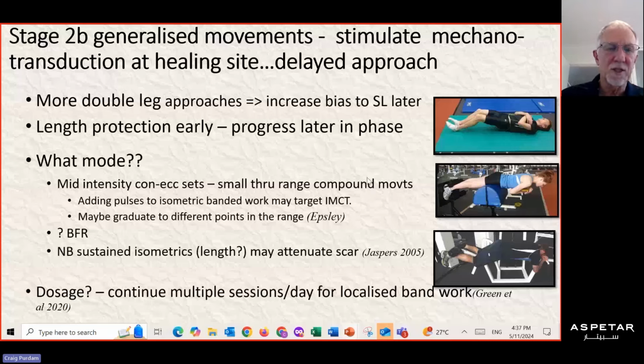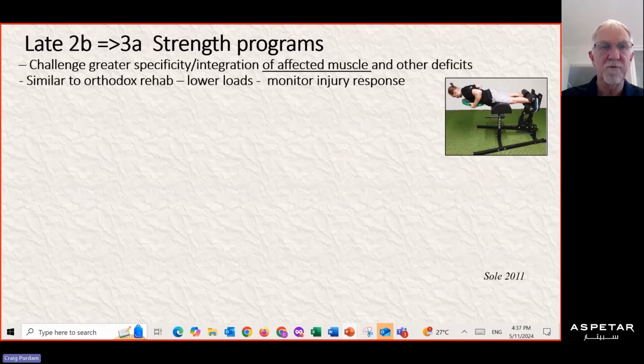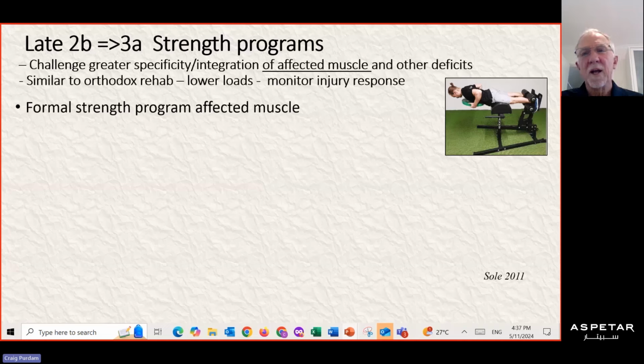Do be aware that sustained isometrics, particularly at length, may attenuate the scar. That is, we end up with a longer aponeurosis, which certainly may increase your slack length and change the overall biomechanics of the myotendinous unit, which is not a desired outcome. So I'd probably caution against that. Again, multiple sessions a day, as we would for the calf. Then we start to get into pretty standard hamstring rehab.